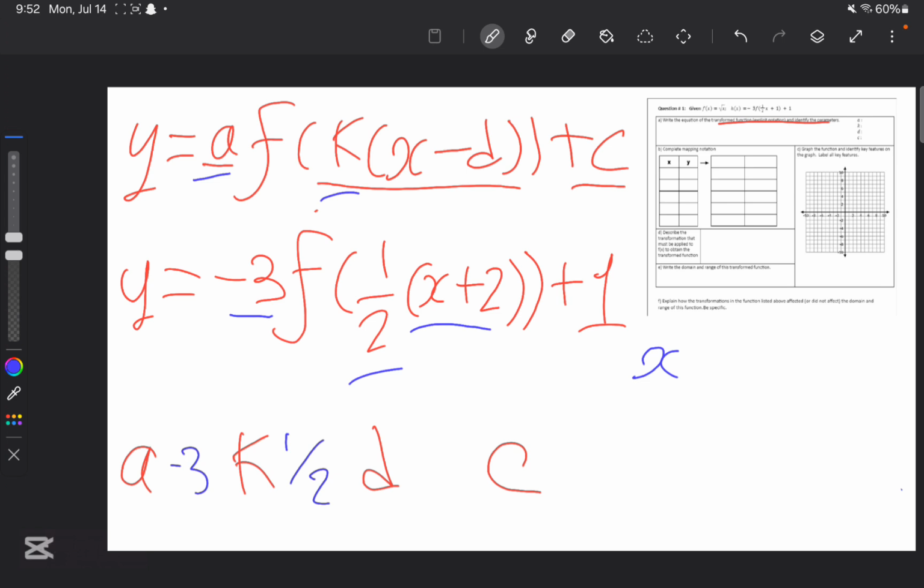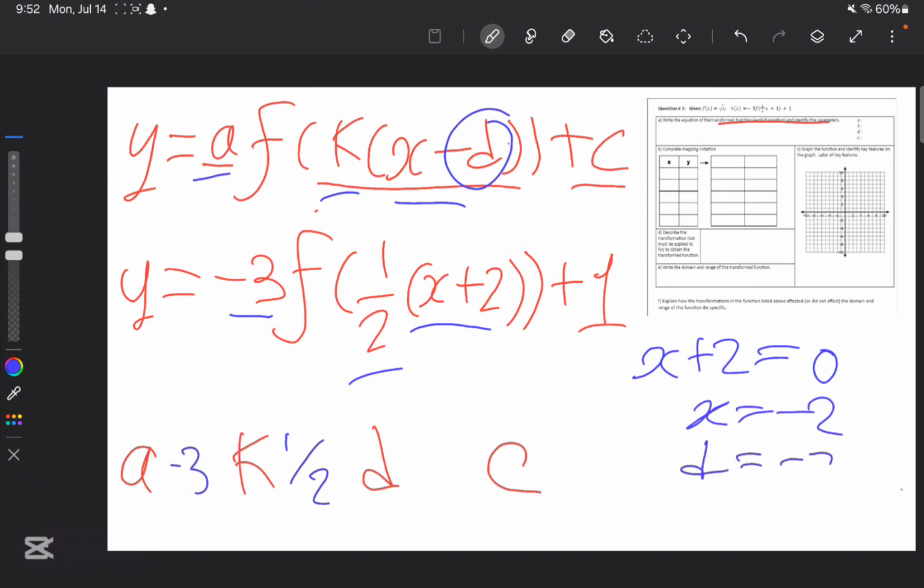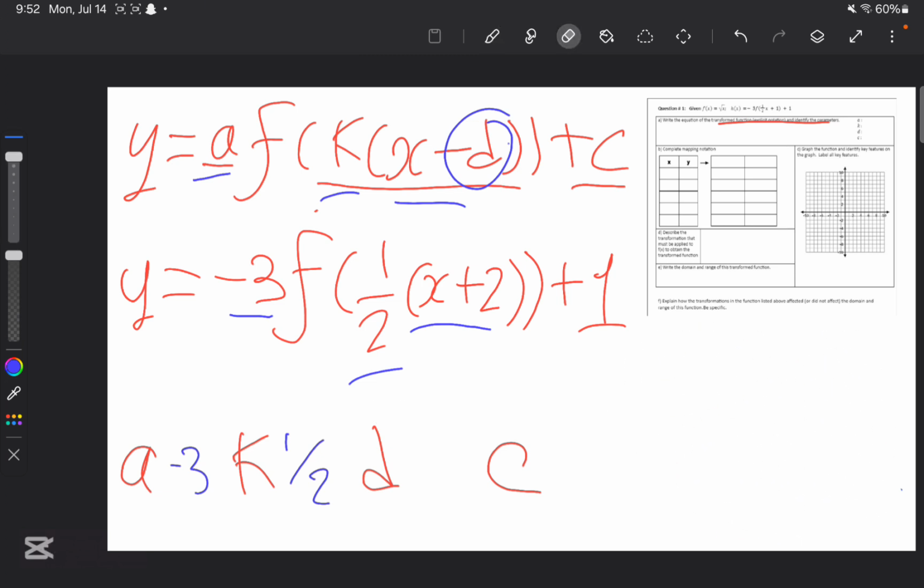For d, we have to solve for d essentially. So this part is d because it's matching over here. So x plus 2 is equal to 0. If we minus 2 on both sides, x is equal to -2. Therefore, d is equal to -2.